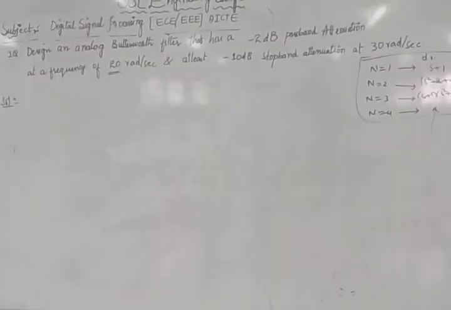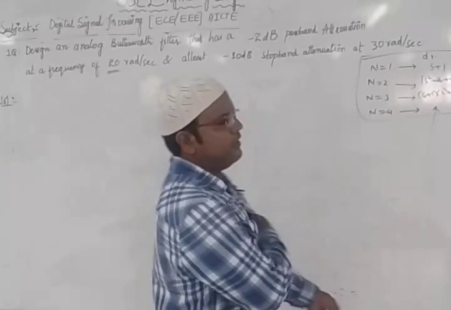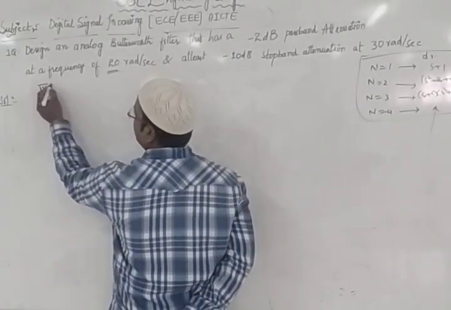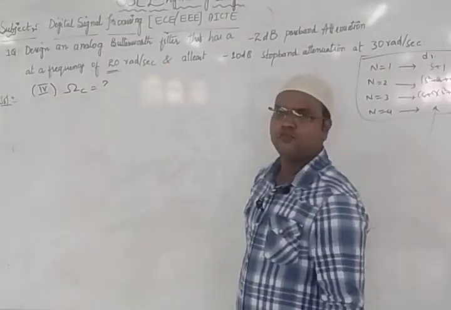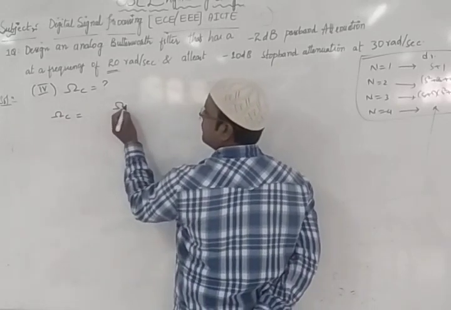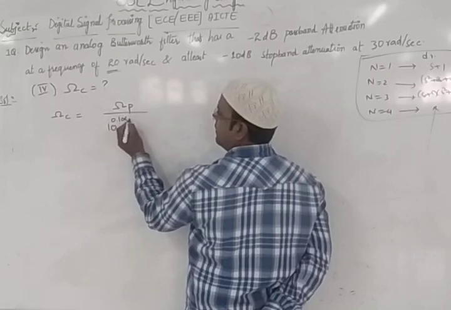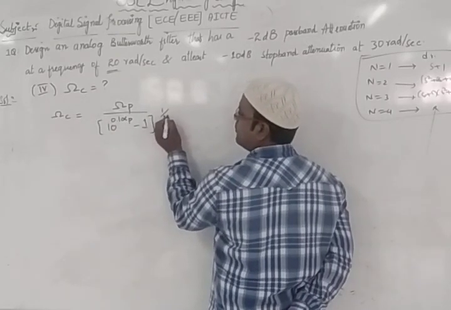So next, students, we got the transfer function. The next step is that we need to find the critical frequency omega c. Right? So how do we find omega c? To find omega c, we have the formula. What is that? Omega p by 10 power 0.1 alpha p minus 1, whole power 1 by 2n.